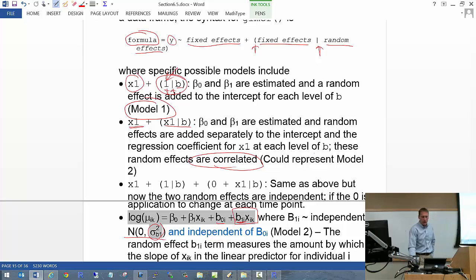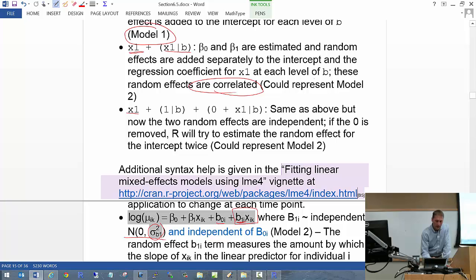If you don't want to assume correlation, then you could do it as follows. You have x1 plus, similar to what we had previously, 1 slash b, and then to specify the separate random effect term for the slope, you have x vertical line b, but then you have to put a 0 there to say, okay, don't worry about that intercept. I don't want an intercept there. And that will force you to have two random effects that are independent of one another.